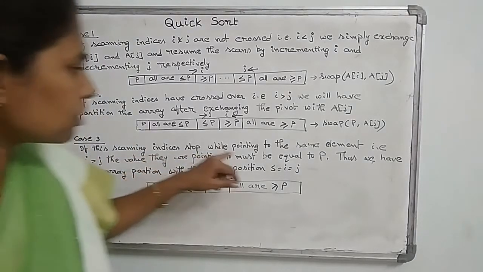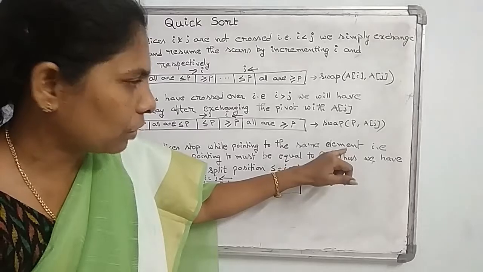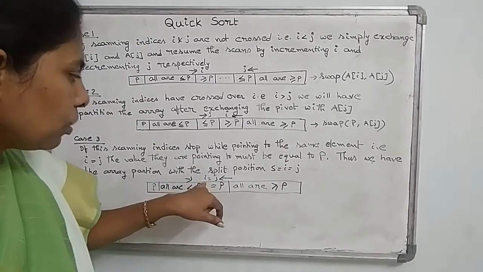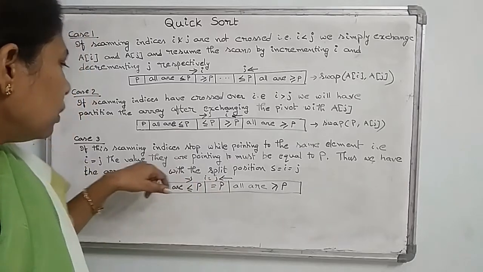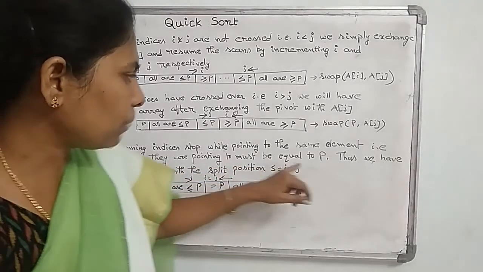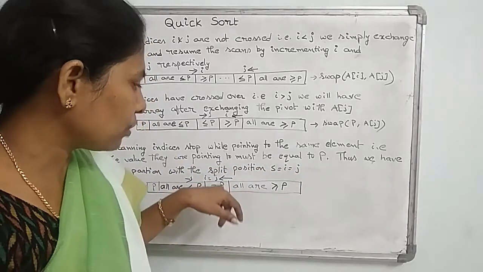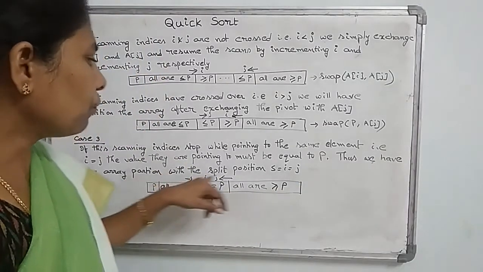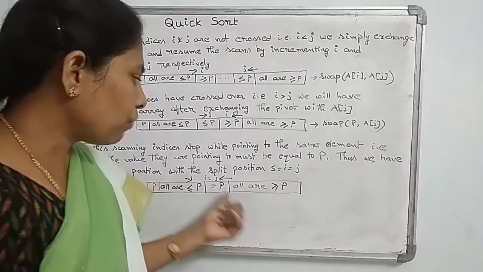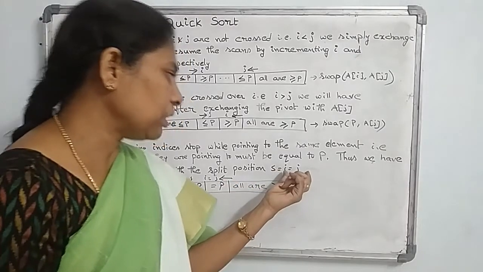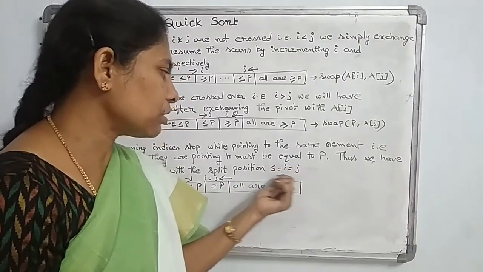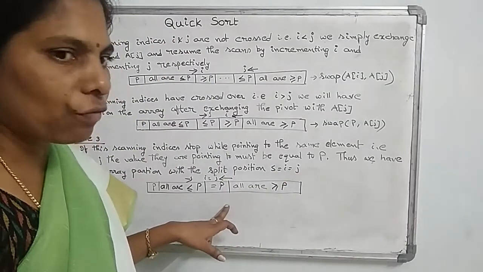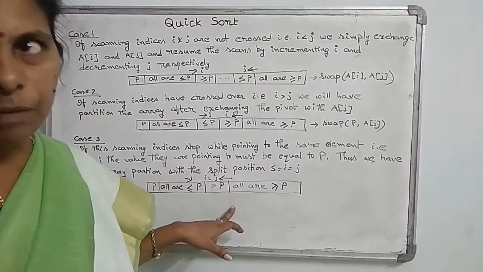Now we can come to the third case. If the scanning indices stop while pointing to the same element, that means i equals j. In that case, the value being pointed to must be equal to p. Thus we have the array partitioned at the split position. So whenever i equals j, we can stop the process, that is the splitting portion. These are the three cases we have for scanning the elements.